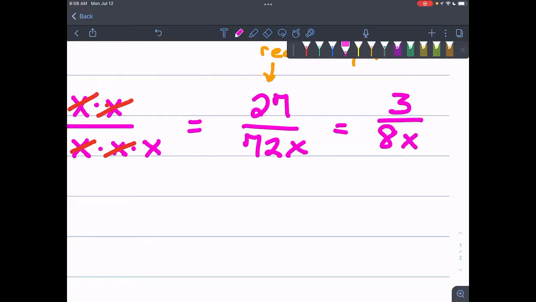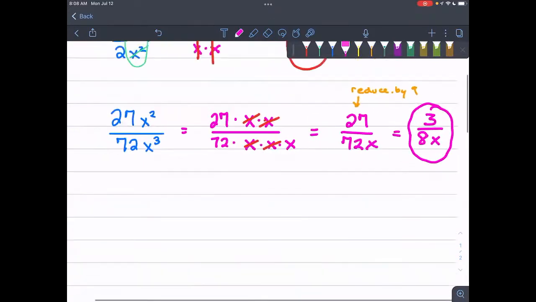Make sure that you're not writing 3 over 8x out to the side. That x has to be on bottom. Because remember, we had 3 of them and only 1 of them left over. So numbers reduce and no more x's to reduce.